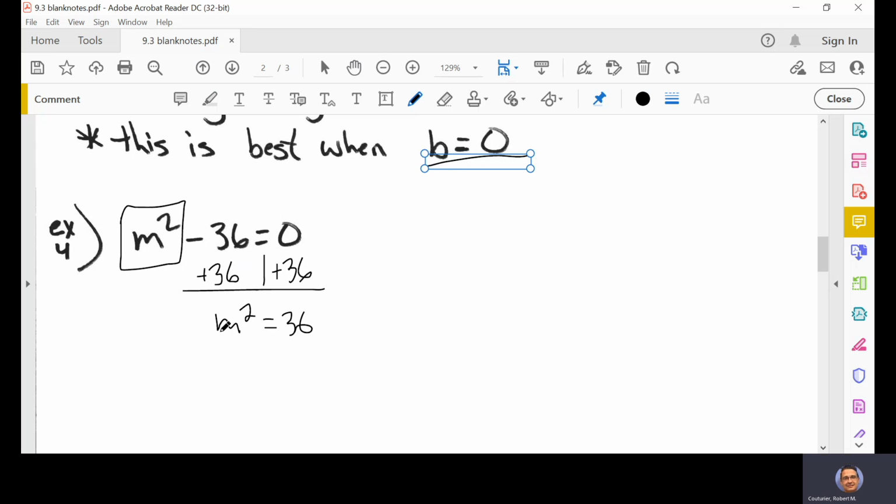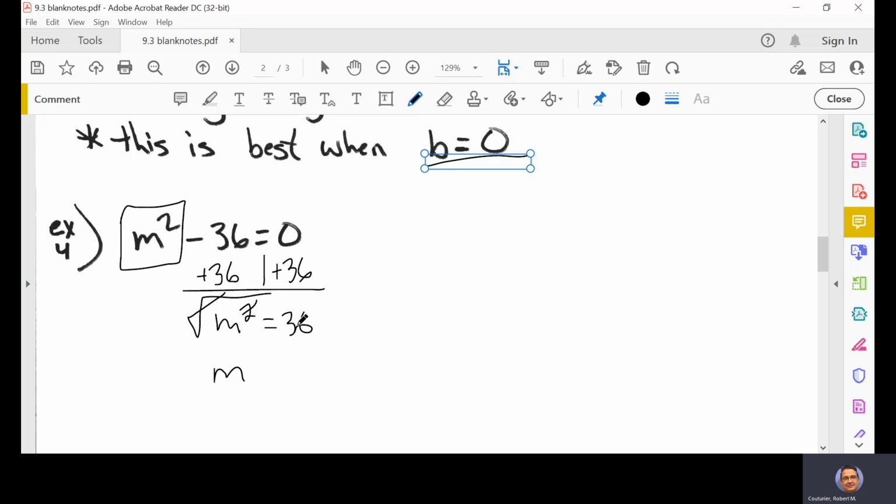Then what do we do next? Well, we are trying to get rid of a square. You have to remember reciprocal properties. The reciprocal of a square is a square root. So we have to take the square root here. And the square root cancels the square, leaving us just an m.